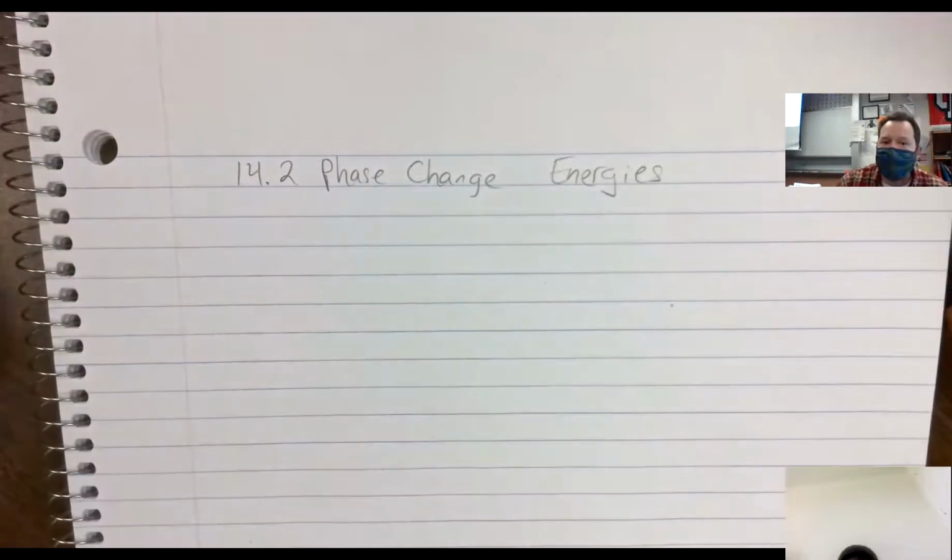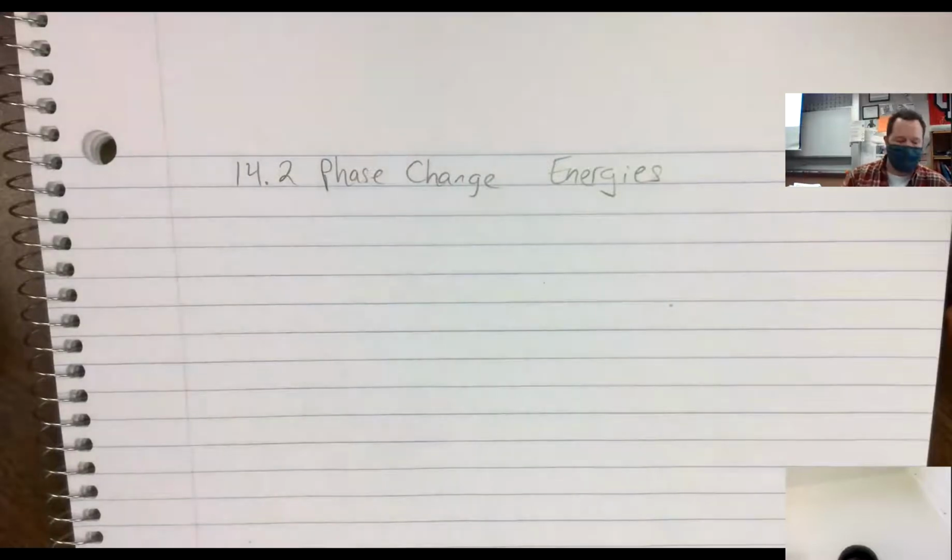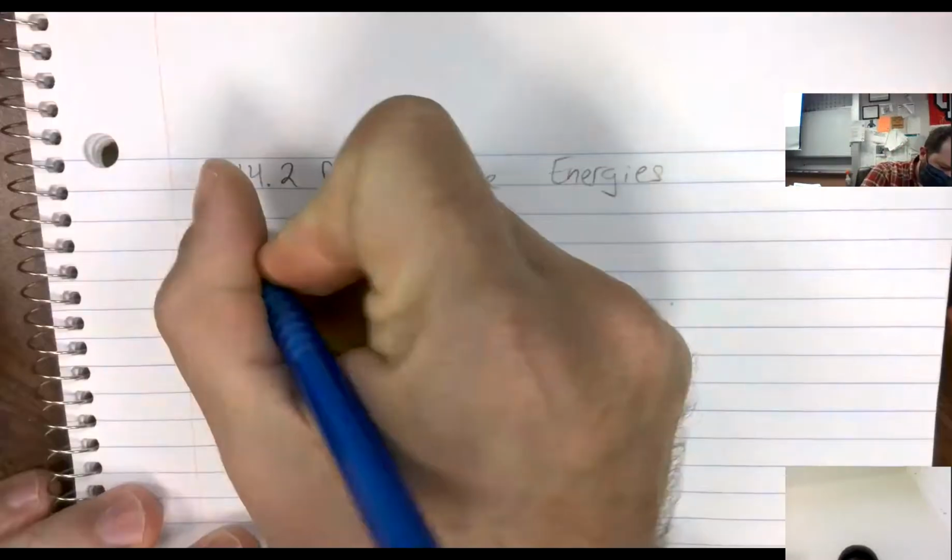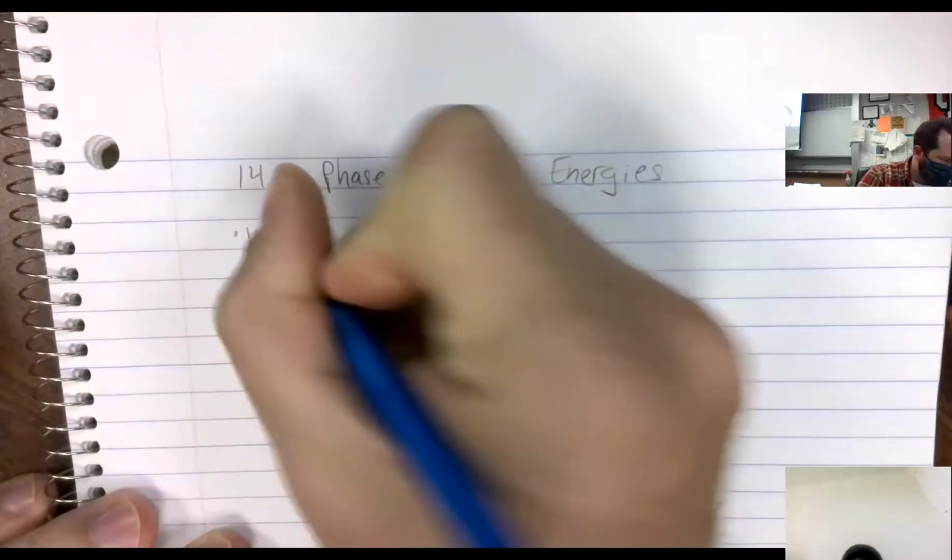So lots of energy this chapter. This is thermochemistry, unit 14. Thermo is like heat. Heat is energy. So lots of energy. So might as well get started with that.